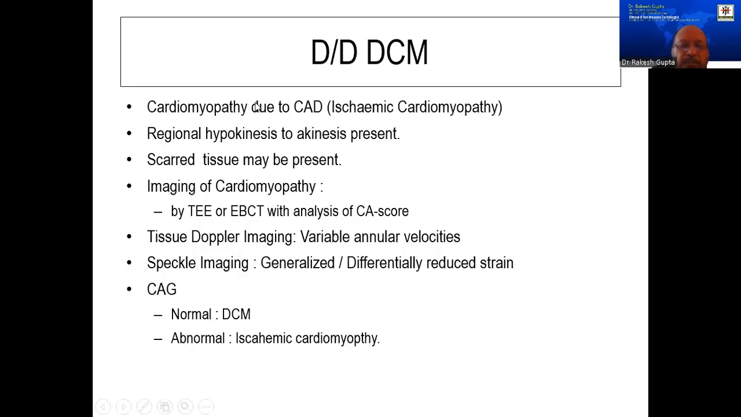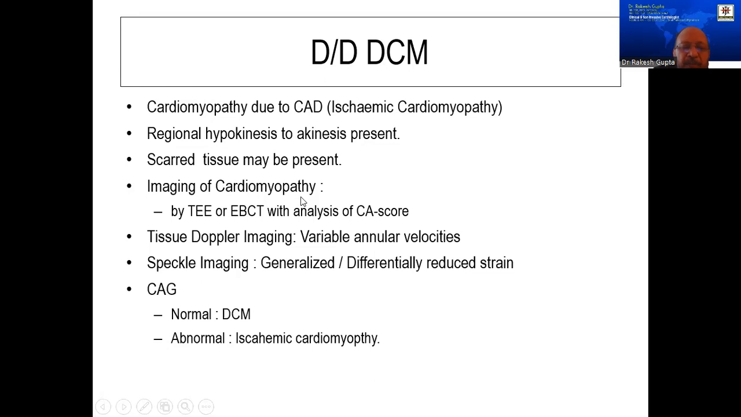Now the next question comes, cardiomyopathy could be due to coronary artery disease, or ischemic cardiomyopathy. And how do we differentiate these ischemic cardiomyopathies? We could have a regional hypokinesis with akinesis. We could have a scarred segment of tissue. I'm going to show you a couple of pictures.